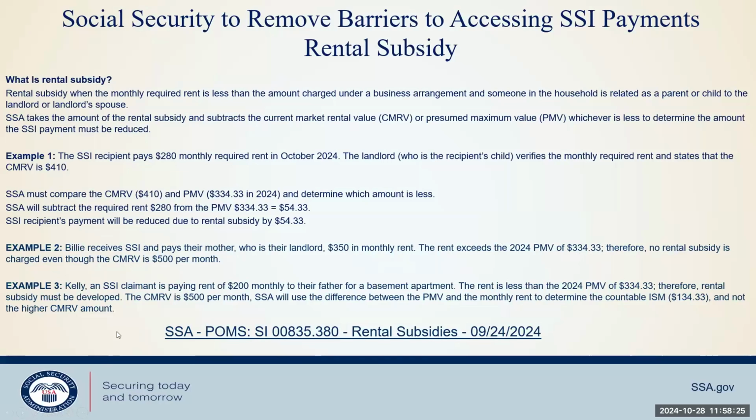And here's another one. An SSI claimant's paying rent of $200 a month to their father for a basement apartment. The rent is less than the PMV. Therefore, the rental subsidy must be developed. Current market rental value is $500. So what are we going to do? We're going to subtract the PMV and the actual rent they're paying. We're going to take the difference. So the one that's lesser, the least damaging amount, the individual will have rental subsidy, meaning their SSI payment will be reduced by $134.33 due to rental subsidy.